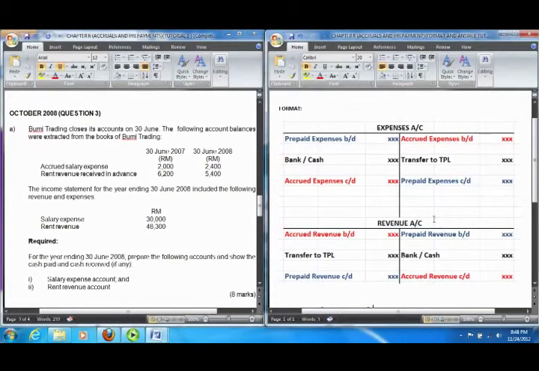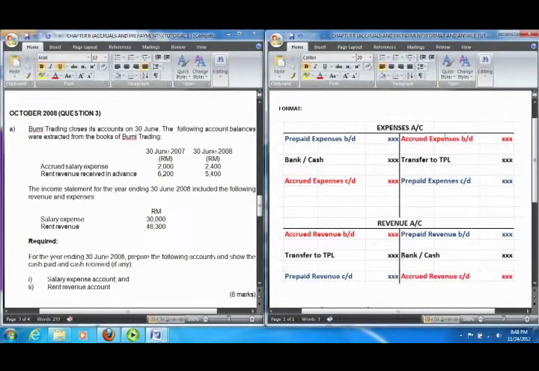Is it prepaid revenue or accrued revenue? If it is prepaid revenue, you must record your CD on the left side. If it is accrued revenue, you must record it on the right side. We call it the credit side. Alright, class, let us try to apply this format in this question.